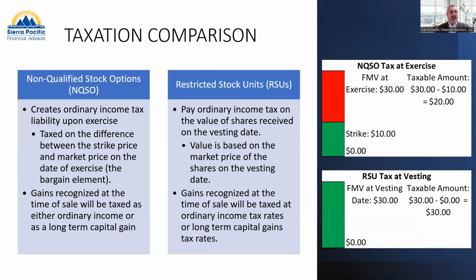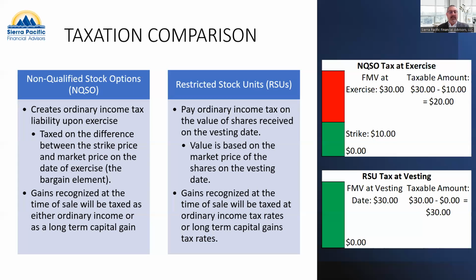And then gains recognized at the time of sale will be taxed as either ordinary income or as long-term capital gain. The difference there between long-term gain and short-term gain is your holding period. If you hold the stock for greater than 1 year, that's a long-term gain, which gets taxed at that favorable rate I mentioned earlier, 15% or 40% for those of you with over $450,000 of income.